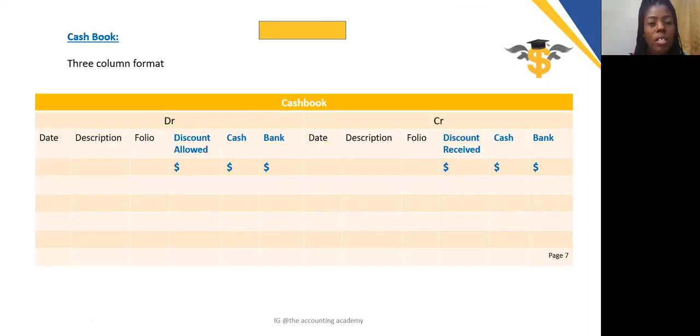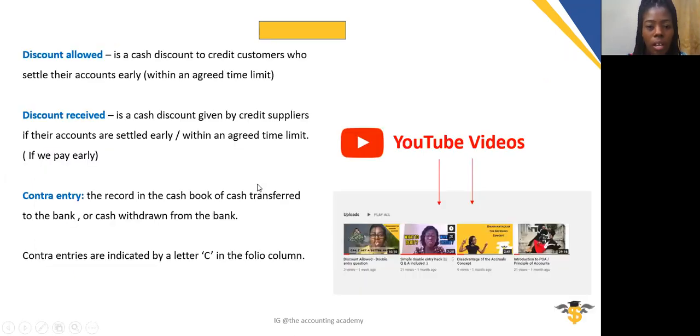Three-column cash book. The three-column cash book has a discount allowed or discount received column, and this is because you want to record any discounts you give or any discounts that you get from your suppliers, right? We have a video on that already discussing what is a discount allowed and how do you record discount allowed transactions in your ledgers. So I'll just run through this really quickly.